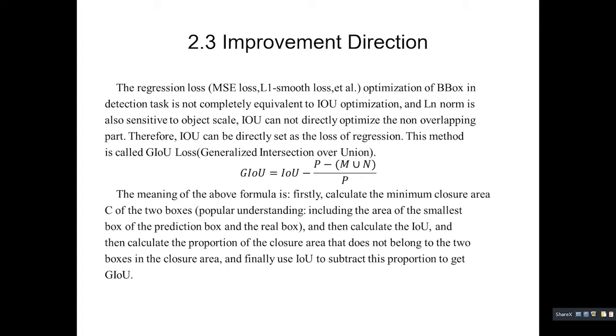The meaning of the above formula is, firstly, calculate the minimum closure area C of the two boxes, and then calculate the IOU, and then calculate the proportion of the closure area that does not belong to the two boxes in the closure area. And finally, use IOU to subtract this proportion to get GIOU.